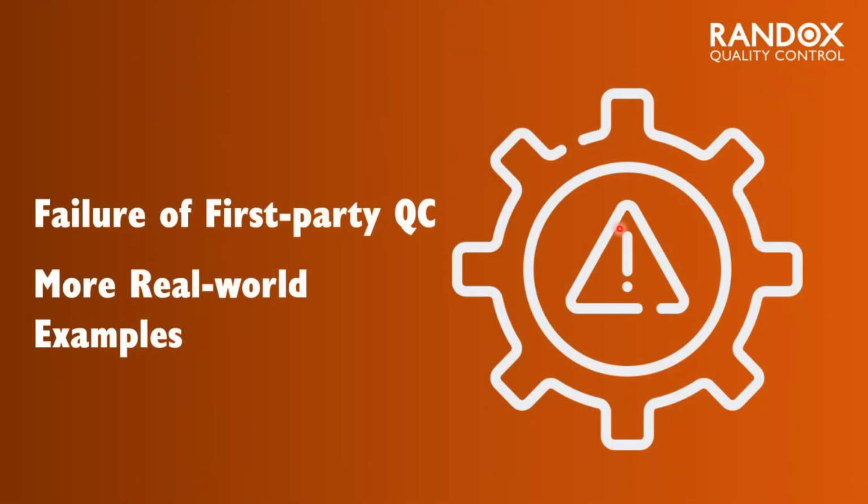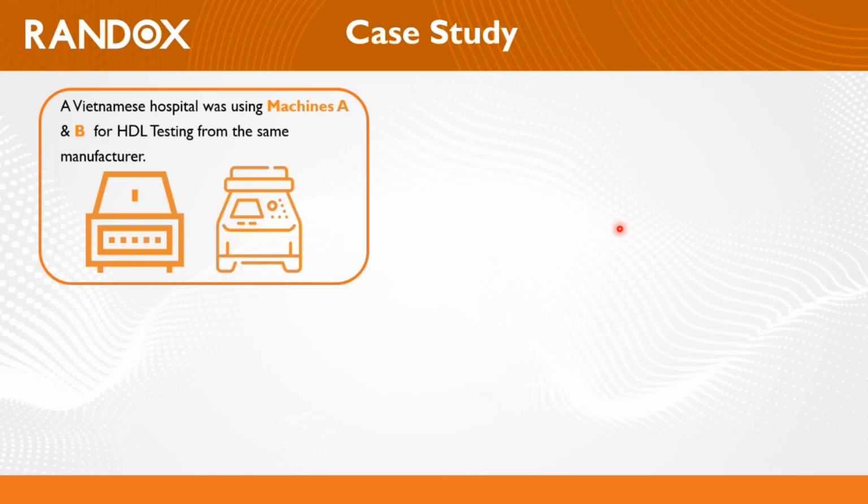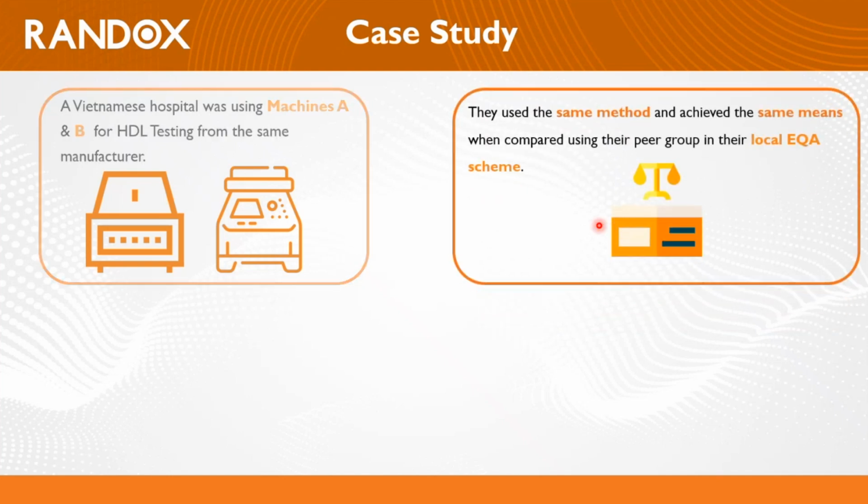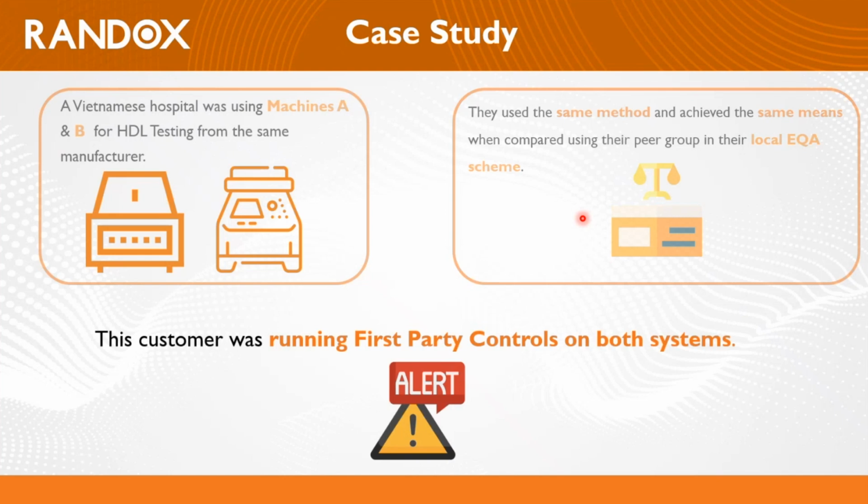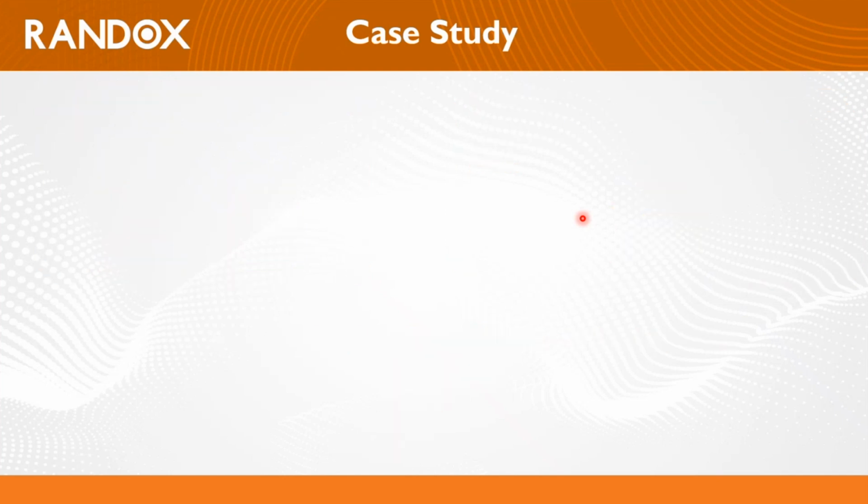Now let's look at some real-world examples from first-party QC. I'm sure you've seen this example quite a lot of times before, but I'll mention it still. This is a case study from our sales staff in Vietnam. This hospital was running 2 different machines for HDL cholesterol testing, using the same method, and they achieved the same means when compared using their peer group in their local EQA. However, they were using only first-party controls on both systems.